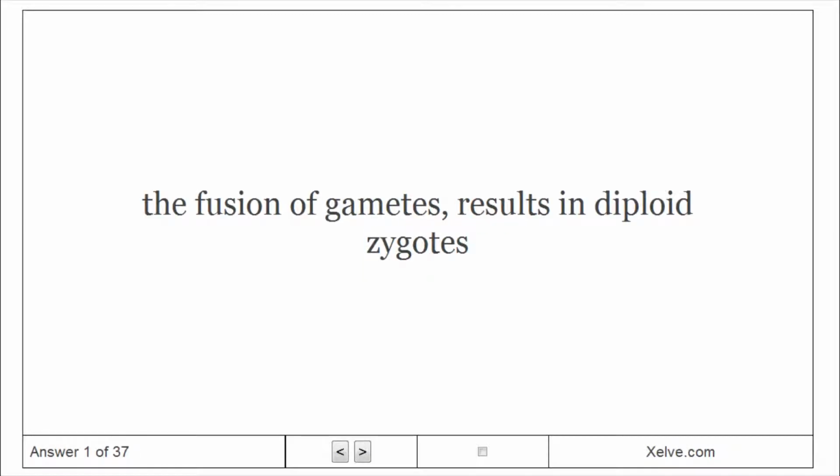Fertilization. The fusion of gametes results in diploid zygotes.